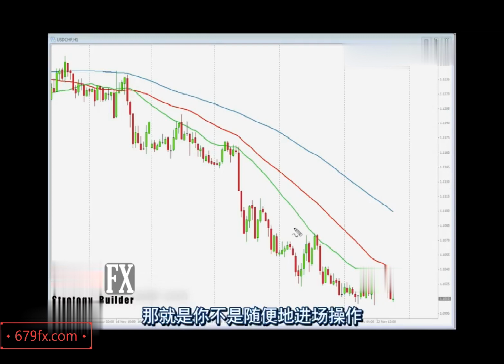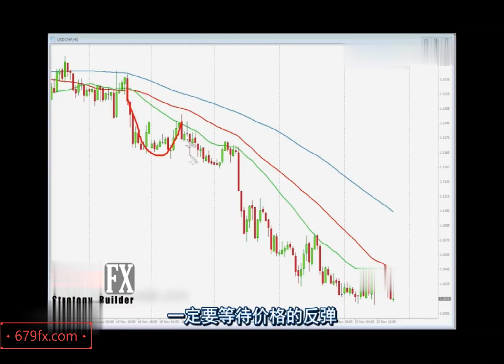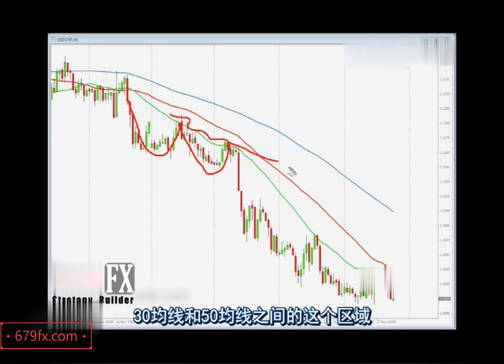Second element in your favor: you're not just entering at any time. You actually wait for a pullback to an optimum area, to an area of decision, to an area where, if the trend is indeed going to continue, it will trend on from this area, from the area between the 30 and the 50 in most cases.